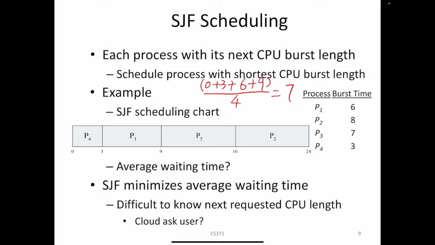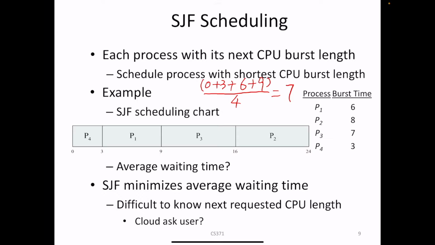But SJF scheduling is on the other extreme. Later you will know SJF scheduling has been proved to provide the minimized average waiting time among all the scheduling algorithms. Then let's see how the shortest job first scheduling algorithm works through an example.